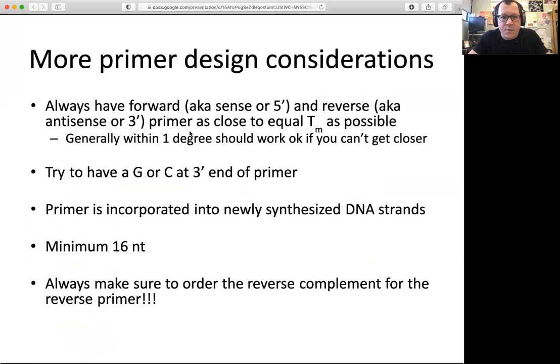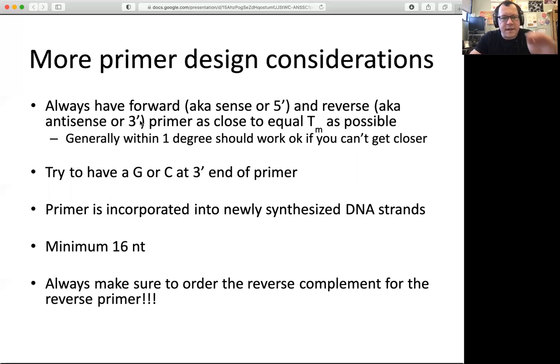Also the length of the primer is going to impact its annealing temperature. Generally the annealing temperature and melting temperature, I should mention, are essentially the same thing. It's just whether you're thinking about them separating or coming together. TM means melting temperature, but when we say melting temperature and annealing temperature in this class, it's essentially the same thing. The longer your piece of DNA is, the higher your annealing temperature is going to be. The more G's and C's, the higher your annealing temperature is going to be.